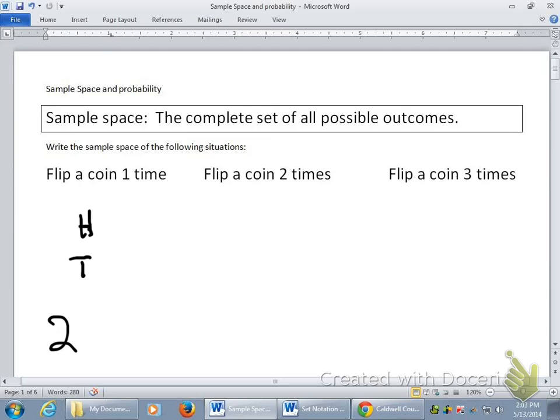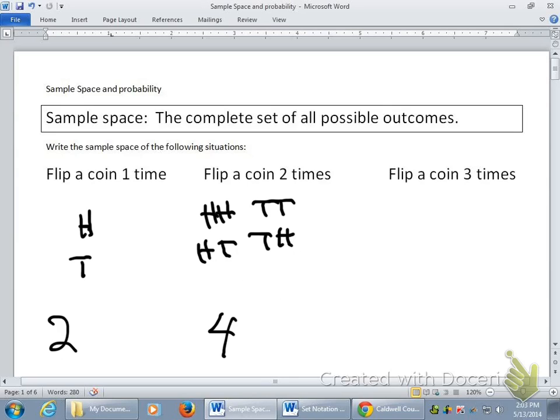Okay? But what about flipping a coin two times? Take a moment to think about that. So clearly you can see if you flip a coin twice, there's actually 4 different ways that can happen. 2 heads or 2 tails, and then a head tail or tail head. And a head tail and a tail head are different.